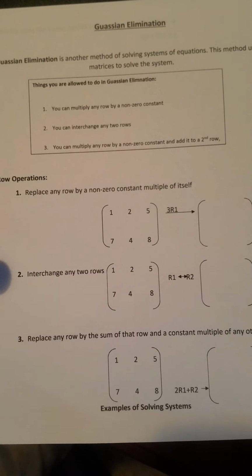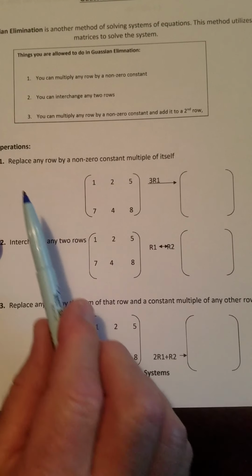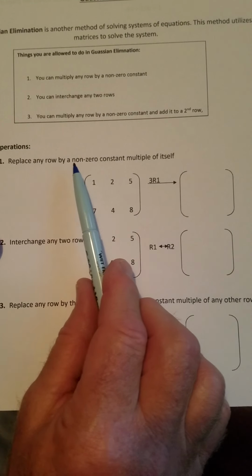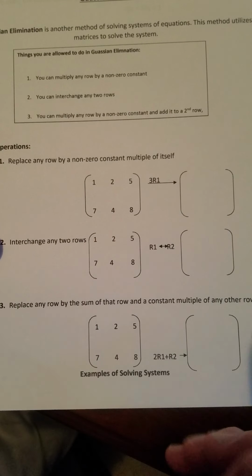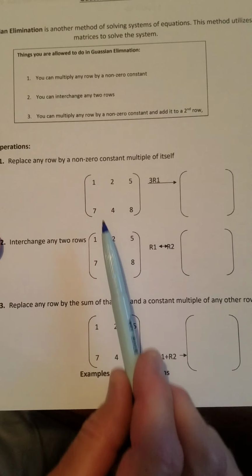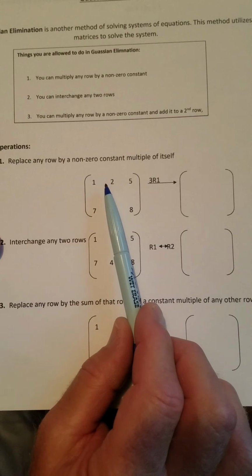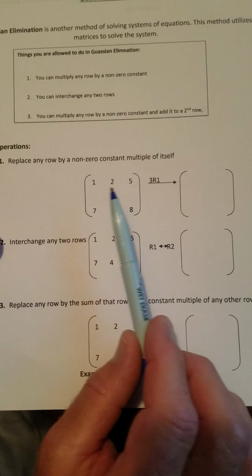I'm going to show you some examples of each of these rules. They're actually kind of simple. Number 1, replace any row by a non-zero constant multiple of itself. So here's the matrix we're starting with. It's actually the same matrix each time. But let's say I wanted to multiply 3 times each element in row 1.